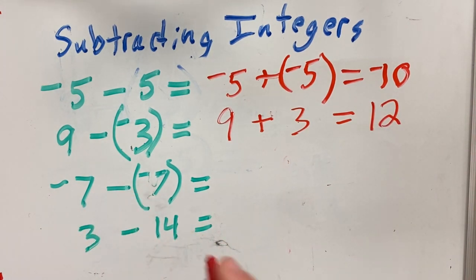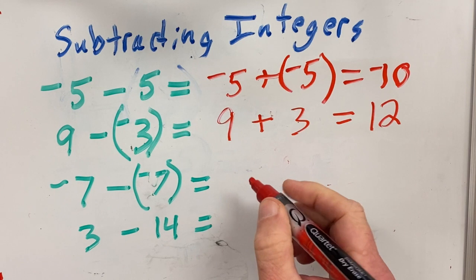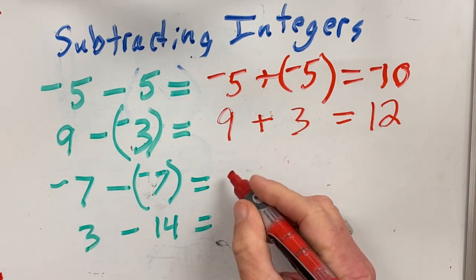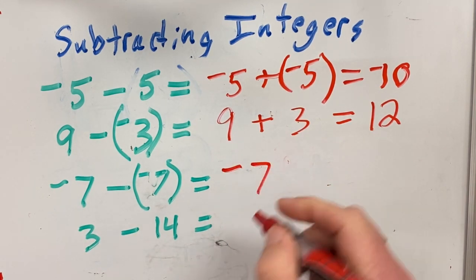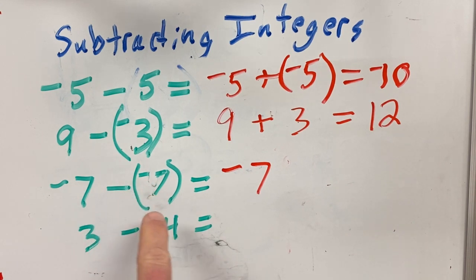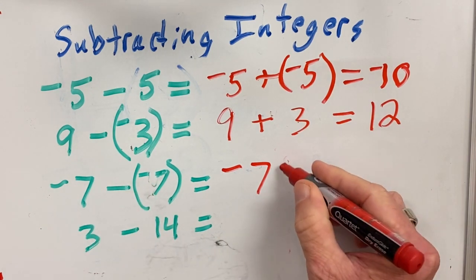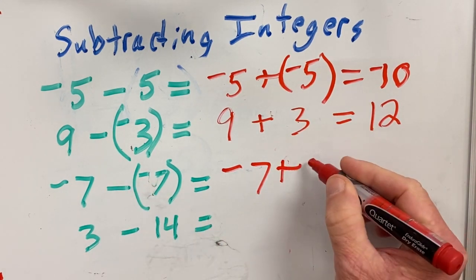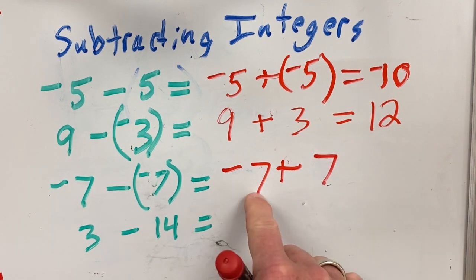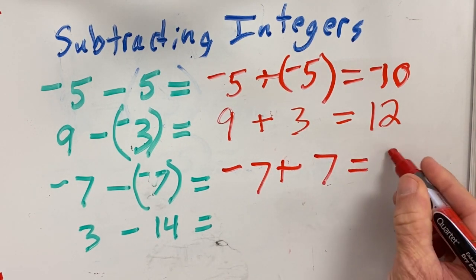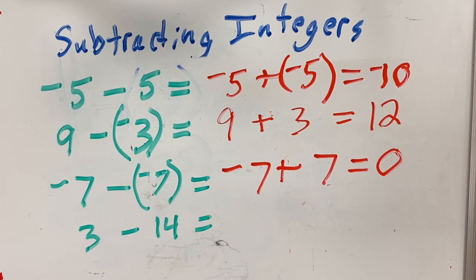Negative 7 minus negative 7. Don't miss this one. A lot of you probably put negative 14, but that's not right. You start with a negative 7. And then subtracting a negative is the same thing as adding the opposite. So the opposite of negative 7 is positive 7. So negative 7 plus 7 gives you 0. Huh. How about that?